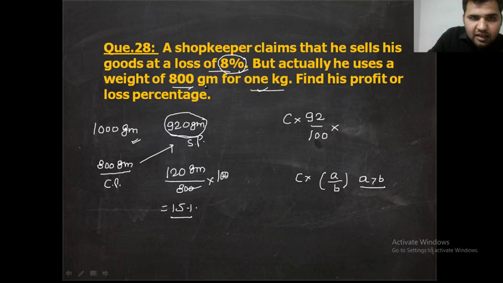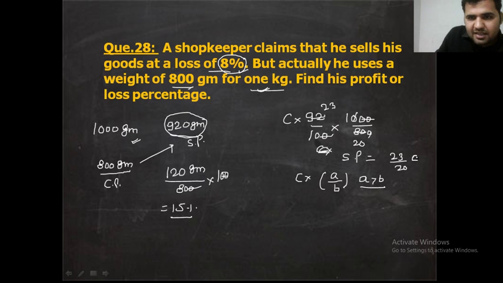So if he used 800 gram instead of 1 kg, the multiplying factor for the profit making event would be 1000 upon 800, sorry, 1000 upon 800. So these are the two multiplying factors that he is getting. Now you just solve it and you can see that finally, just divide it by 4, this would be 23 and this 0 will be cancelled and this would be 20. So the final selling price that you are getting is 23 by 20 of the cost price. Now, what is the meaning of this statement?